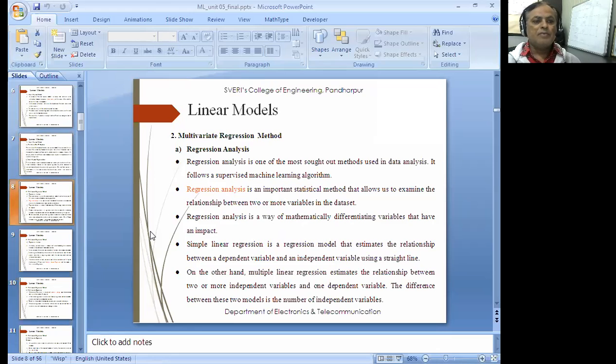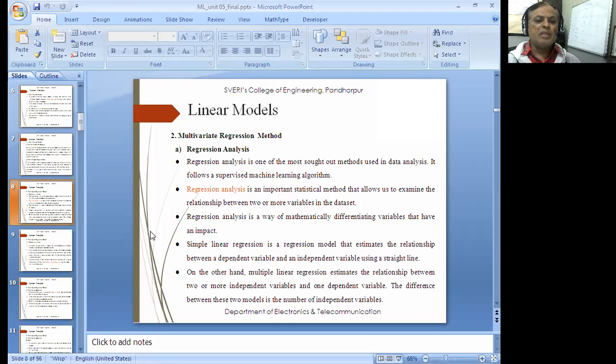We have also analyzed the multivariate regression method. Regression analysis is one of the most sought out methods in data analysis, which follows a supervised machine learning algorithm. Regression analysis is an important statistical method that allows us to examine the relationship between two or more variables in the data set. There are two types of regressions. One is simple linear regression and the other one is multiple linear regression.